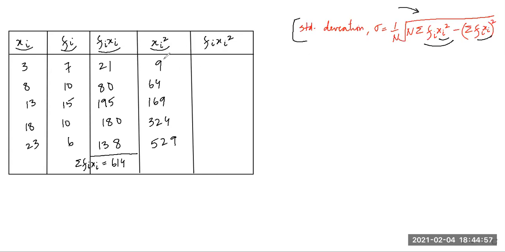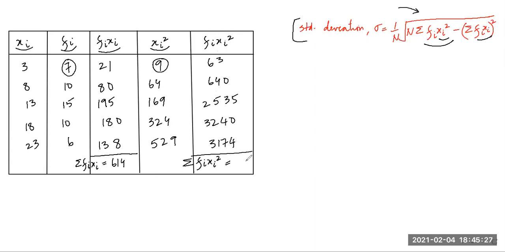Now I'll multiply xi square with fi. 7 times 9 is 63. So I'm just completing it. It will be 640. Then 2535. Here 3240 and 3174. Anyone can add these. Now I will get summation fi xi square. If you add this, it comes to be 9652.